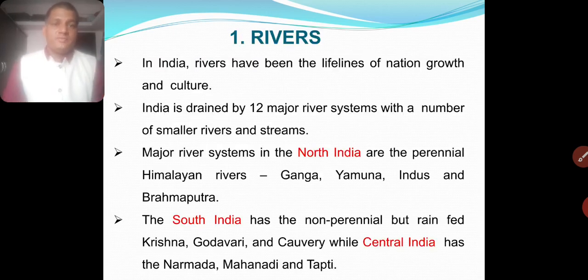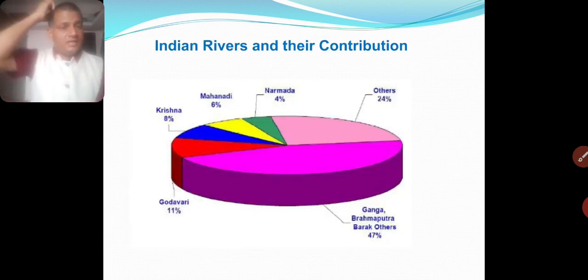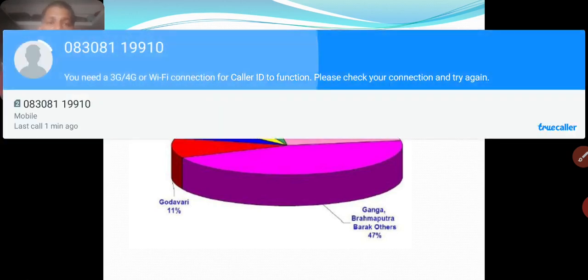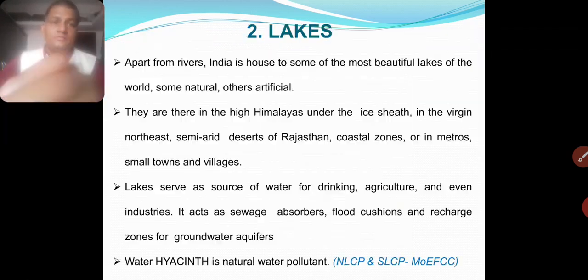So rivers, as we know, we have 12 major river systems: North India, South India, Central India, and all these are the major rivers of India. If you look at their contribution, the maximum contribution is from the Ganga and Brahmaputra, which contribute about 47%. Godavari contributes 11%. Krishna contributes 8%. Similarly, some other rivers contribute 24%. So their contribution is major in this river resource.